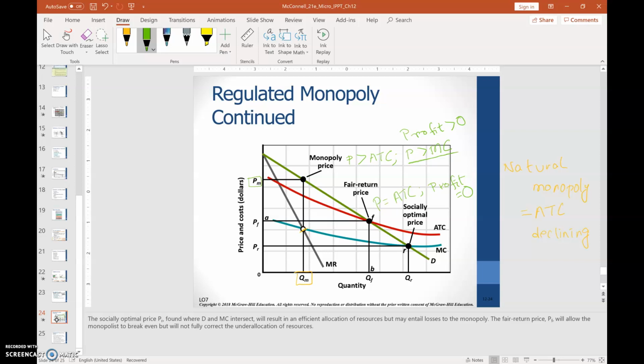Then we look at a fair return price. The characteristic is price is equal to average total cost. The monopolist breaks even and profit is equal to 0.